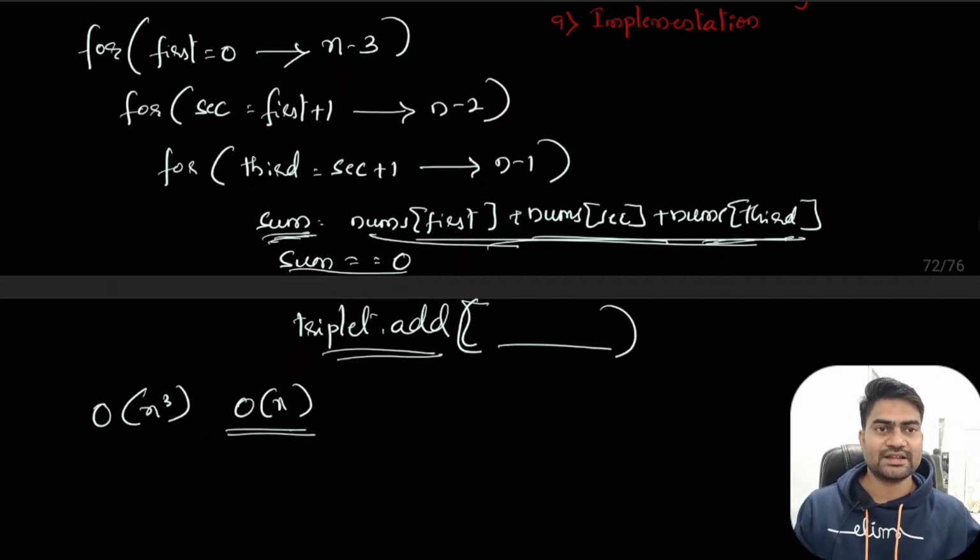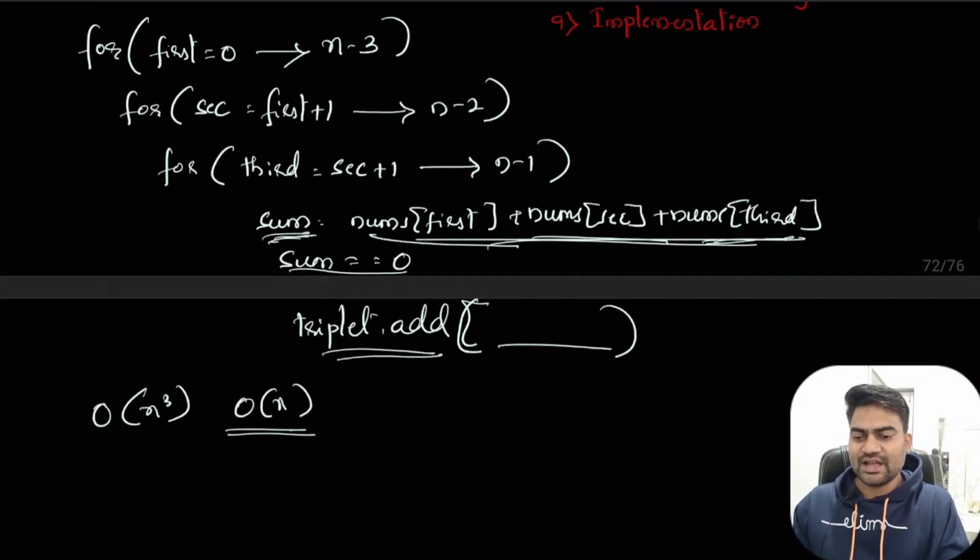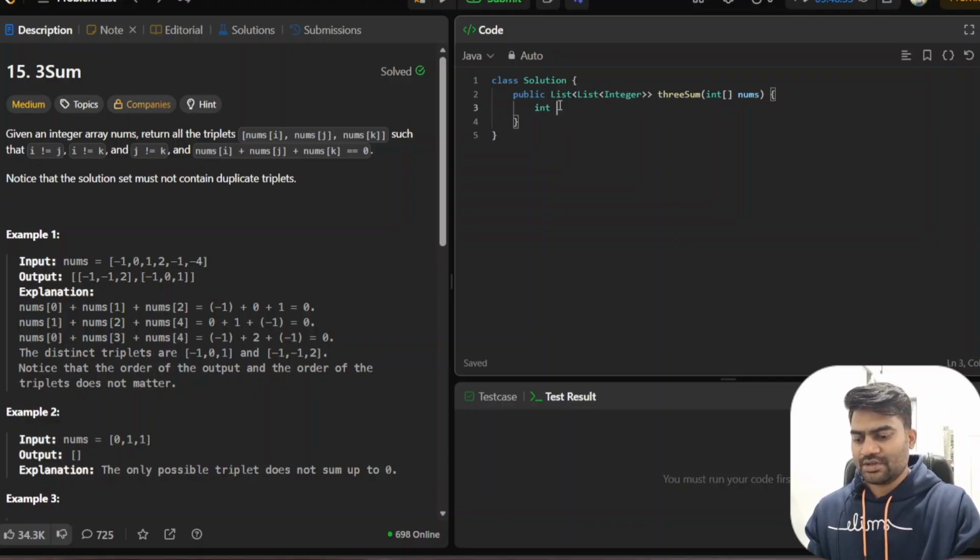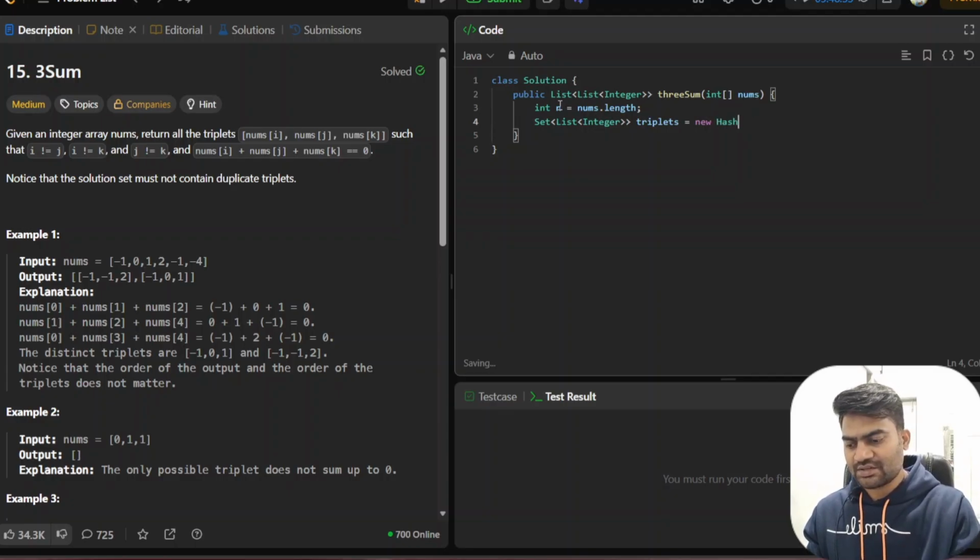Okay, with that, let us try to execute this and see. Let us take a variable int n, which will hold the length of nums array. Okay, after this, we need a set of list of integers. Okay, basically integer. So this is our set which will contain the triplets basically. So I will say triplets equal to new hash set.